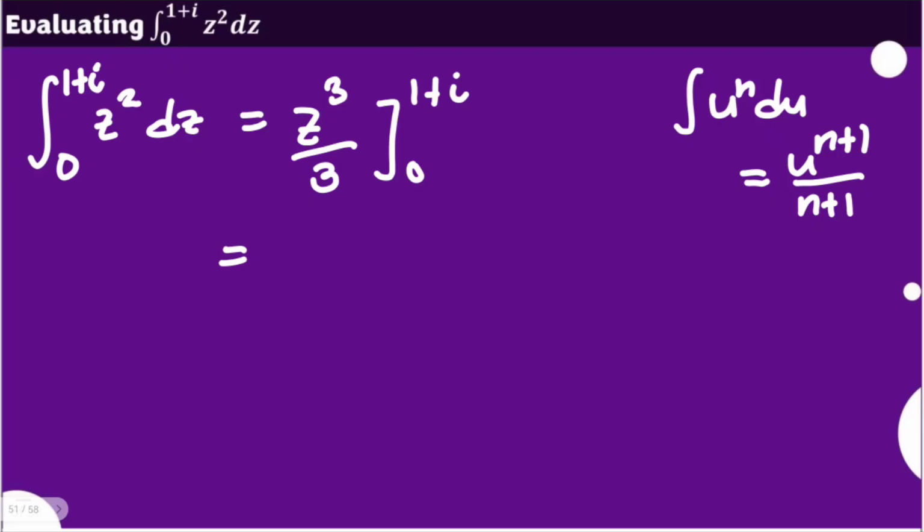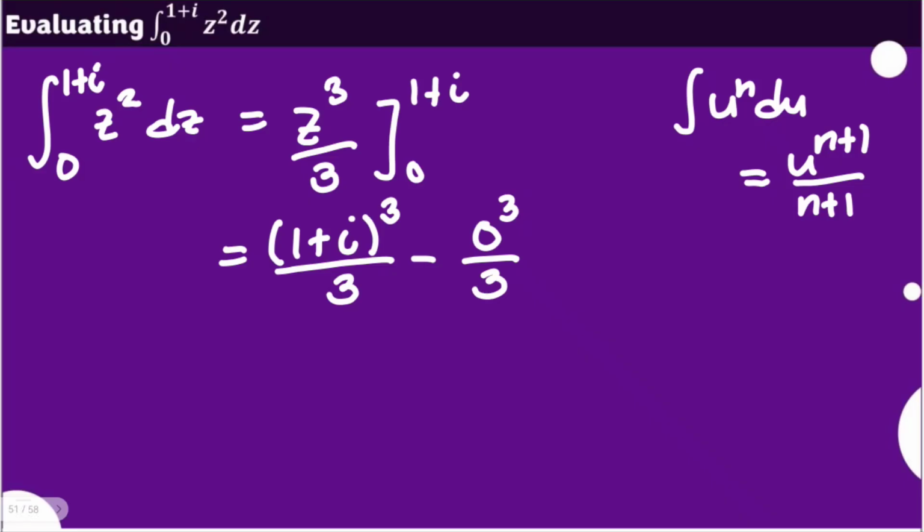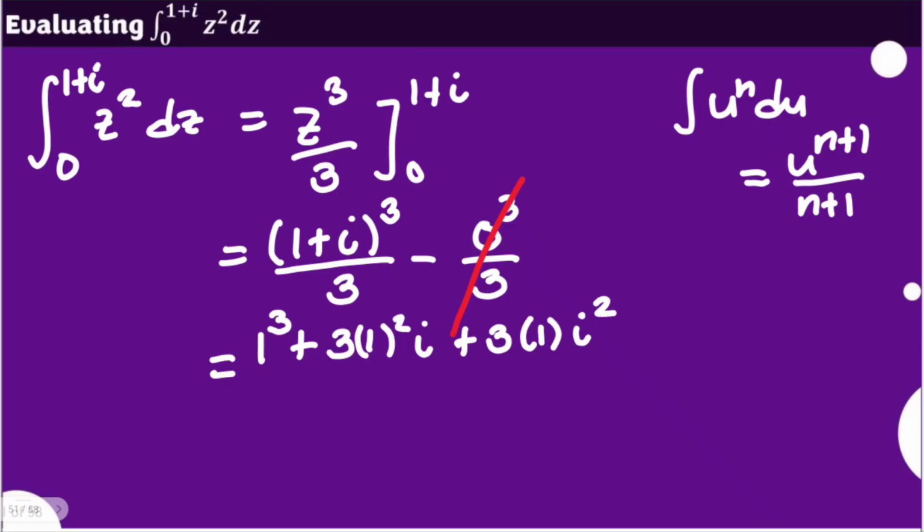So this is actually equivalent to the upper limit, 1 plus i cubed over 3, minus 0 cubed over 3. Now we can take away the second term, as we know that already to be 0. So we just need to provide the form for our numerator. Now it's a cube of a binomial. You can of course apply the special products. So you have 1 cubed plus 3 times 1 squared times your second term, plus 3 times 1 times the square of your second term, plus the cube of your second term.